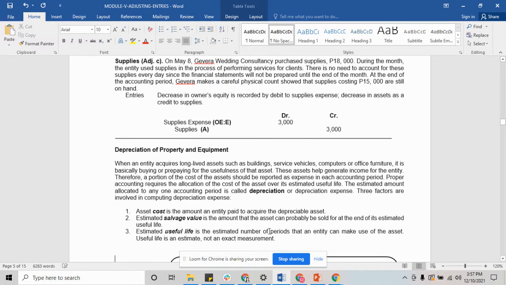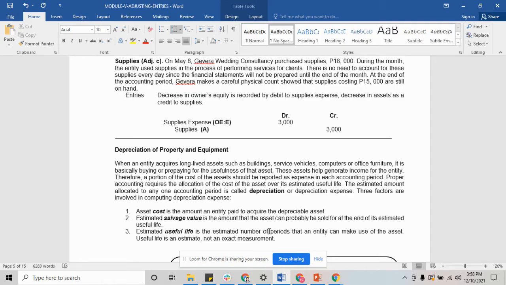Another adjustment, the depreciation of property and equipment. When an entity acquires long-lived assets such as buildings, service vehicles, computers, or office furniture, it is basically buying or preparing for the usefulness of that asset. These assets help generate income for the entity. Therefore, a portion of the cost of the assets should be reported as expense in each accounting period. Proper accounting requires the allocation of the cost of the asset over its estimated useful life.